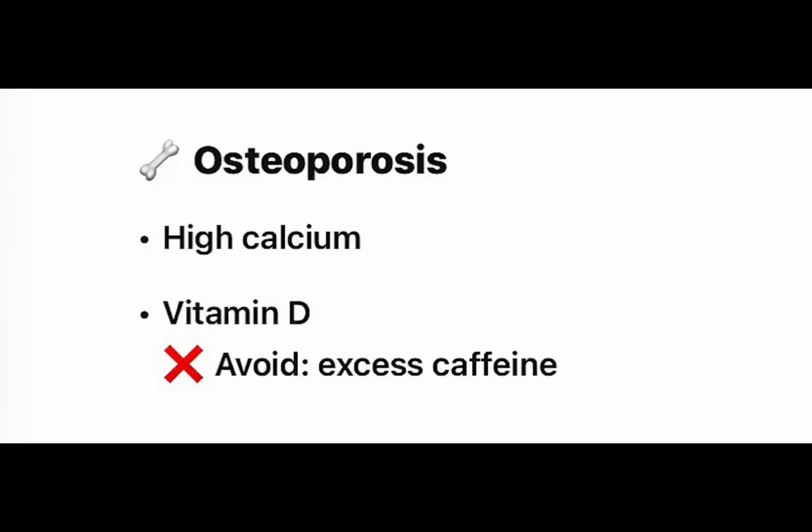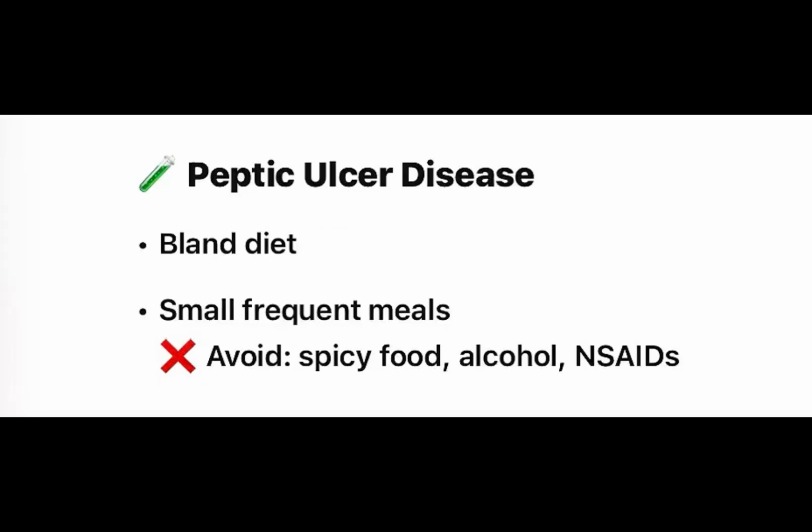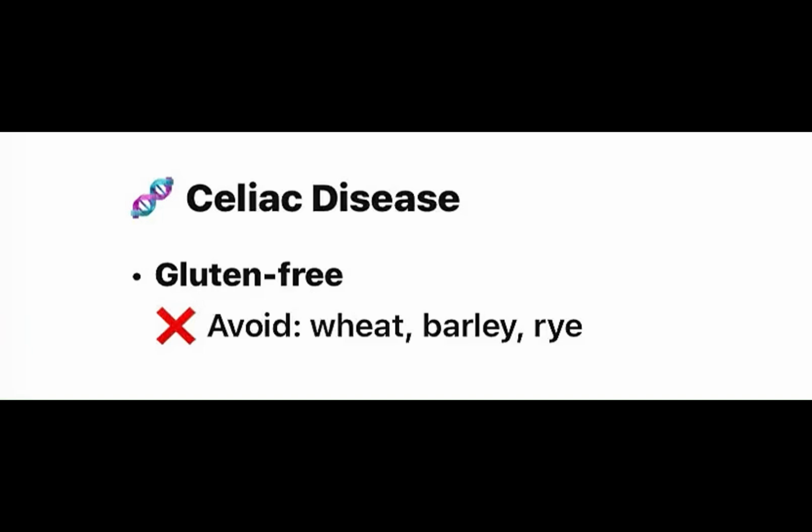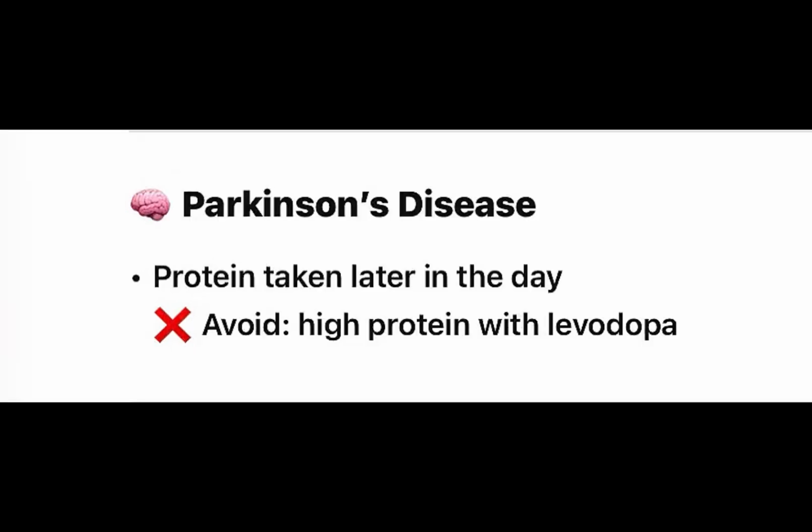In osteoporosis, avoid excess caffeine and give high calcium with vitamin D. In peptic ulcer disease, avoid spicy food, alcohol and acids and give a bland diet with small frequent meals. In celiac disease, avoid gluten and give a gluten-free diet.